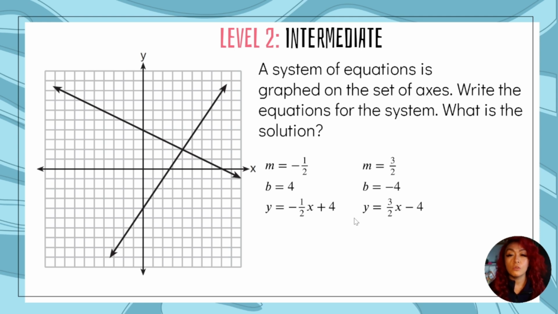Now, what is the solution to this system? Again, the solution lies on the point of intersection right here. So let's find the coordinates for our point of intersection. 1, 2, 3, 4. So x is 4, 1, 2, y is 2. Our solution is (4, 2).